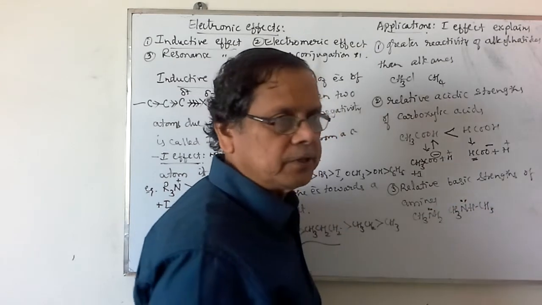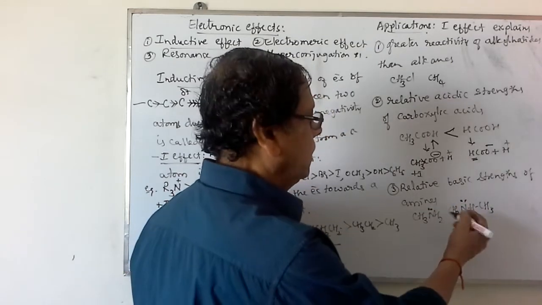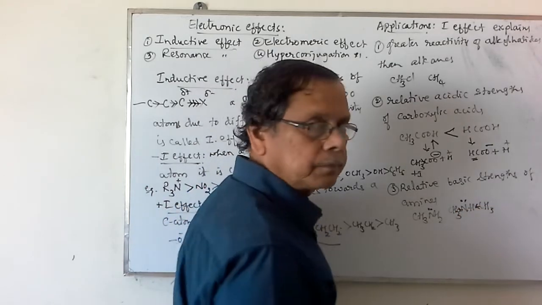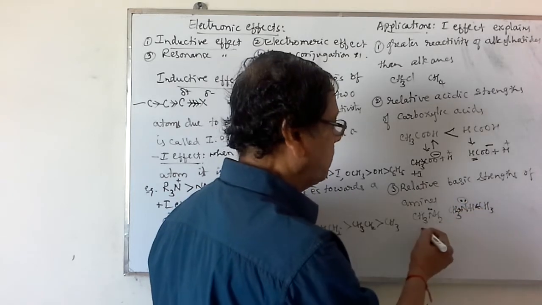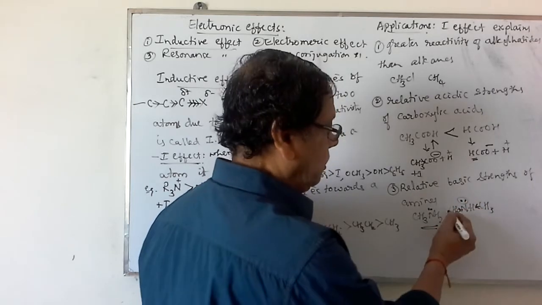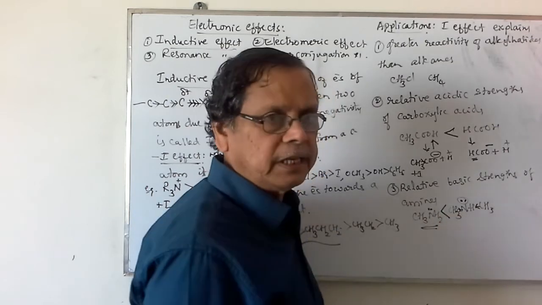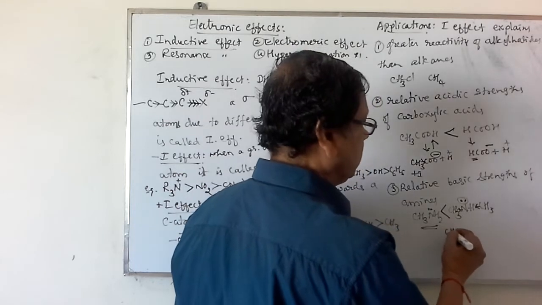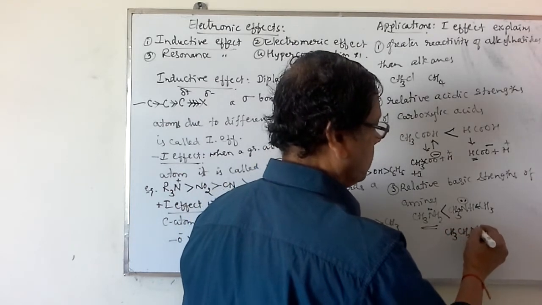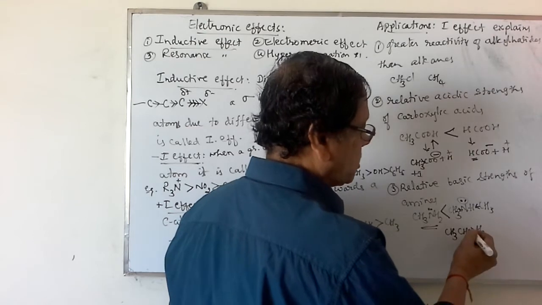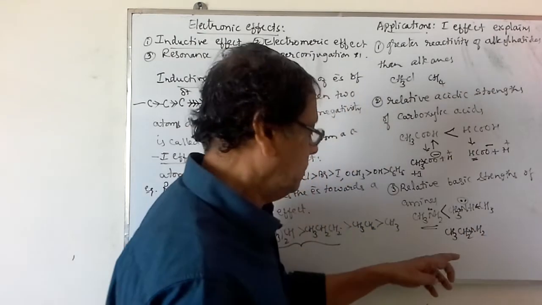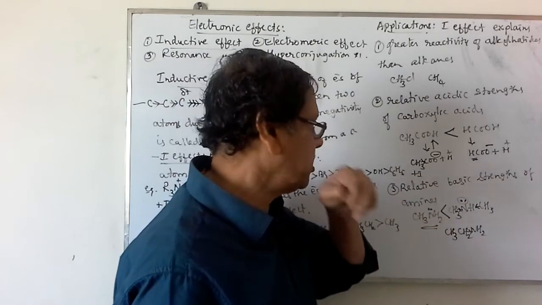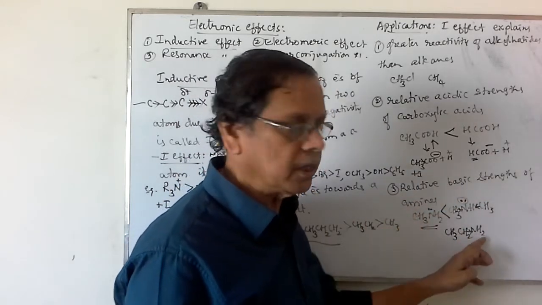A group carrying a lone pair of electrons behaves as a base. That's why dimethylamine, having two inductive groups, will be more basic as compared to methylamine. So methylamine is less basic as compared to dimethylamine. Similarly, when you consider CH3CH2NH2, ethylamine, since there is only one inductive group, it is less basic as compared to dimethylamine. So relative basic strengths of the amines can be explained by considering this.